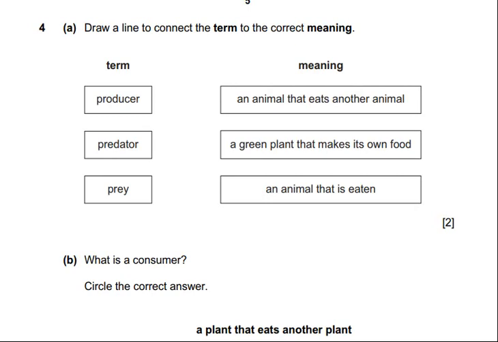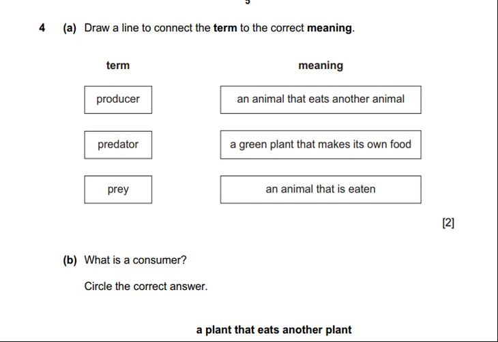Draw a line to connect the term to the correct meaning. So one side we have the terms, we have 3 terms here. The other side we have got the meaning of the terms. So the first one, producer, let's see which one is producer. We know that all food chains start with producers. So producer is usually a green plant that makes its own food. So here the meaning is the second one from the meaning. Producer, a green plant that makes its own food.